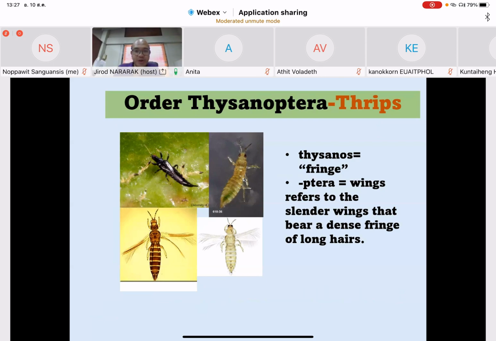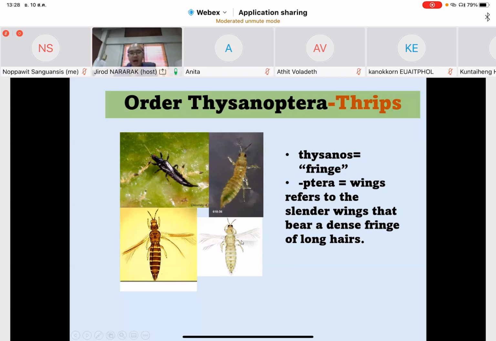So the next one is thrips, which belong to the order Thysanoptera. Thysanoptera means, as you can see in this figure, a fringe here. Their wing has a fringe. So that's why they call them Thysanoptera.